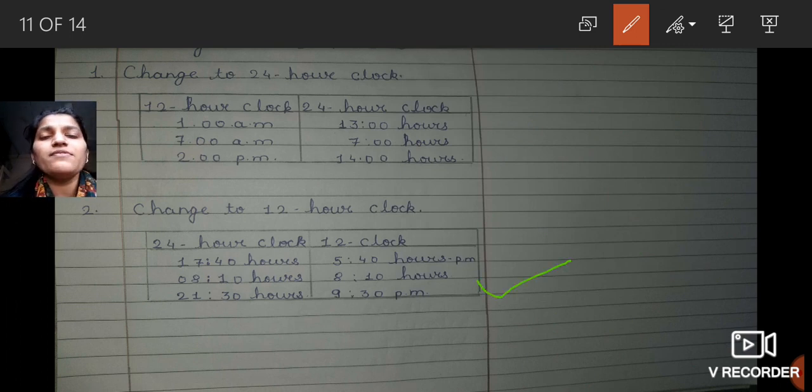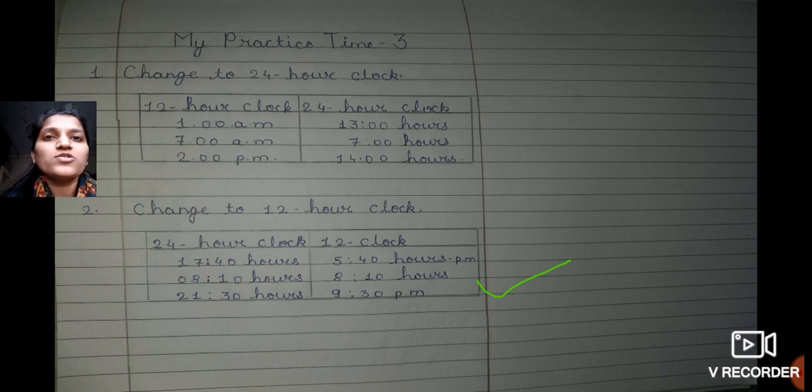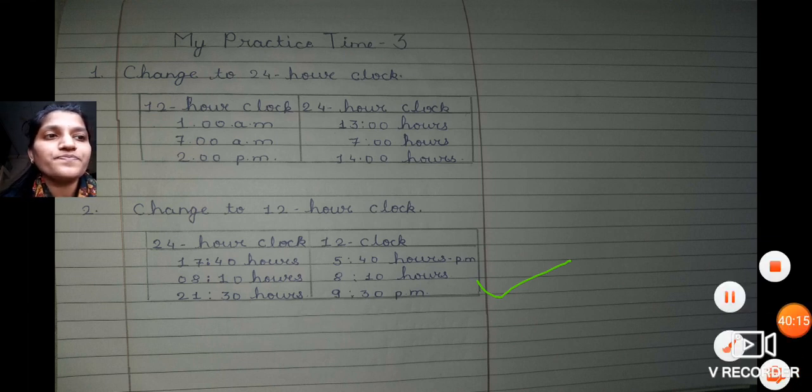Okay, 9:30. You just have to remember, when we convert 12 to 24, at that time we have to add 12, and when we convert 24 to 12, at that time we have to subtract 12. So now we are going to write the answers quickly in the textbook.